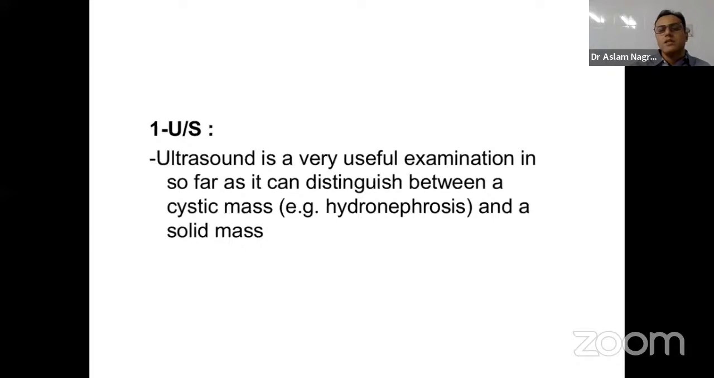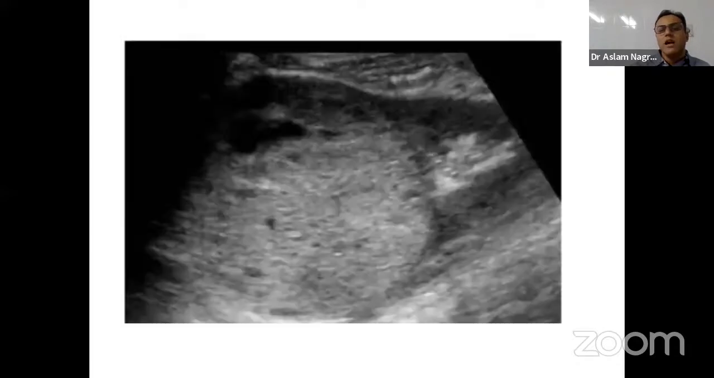So there is a large mass here on the ultrasound and it shows heterogeneity. In ultrasound, what we describe is hyperechoic, that is bright, hypoechoic, that is black, and heterogeneous means a mix of both. So we have heterogeneous areas, and in between there are small hypoechogenicities.